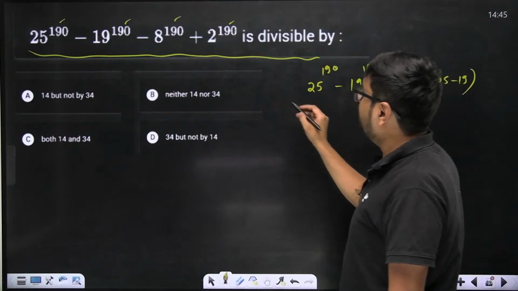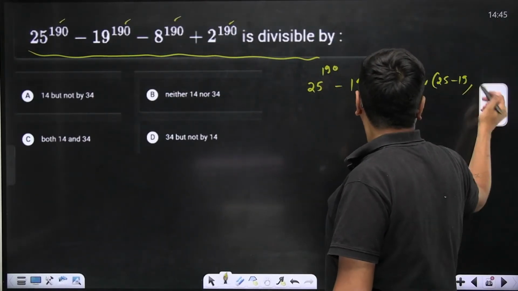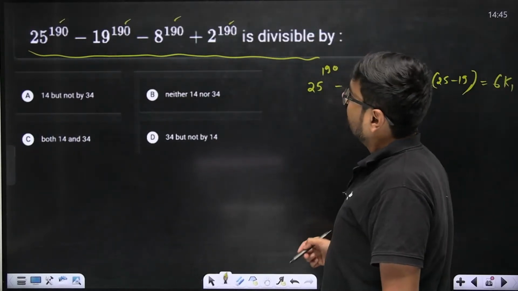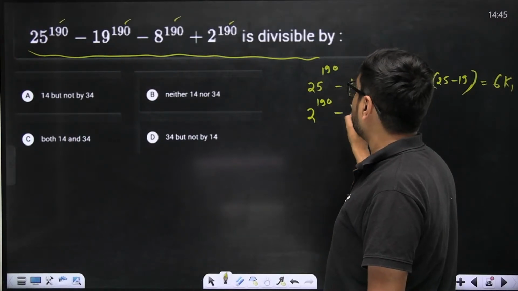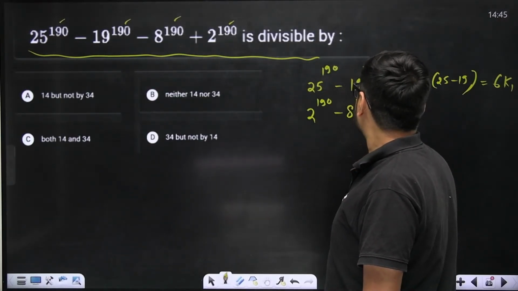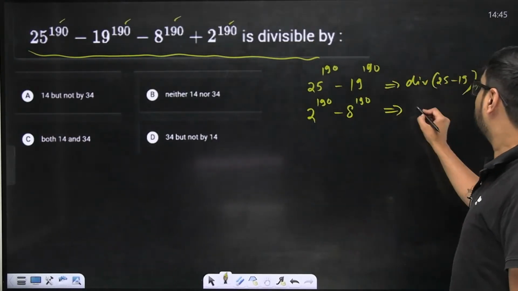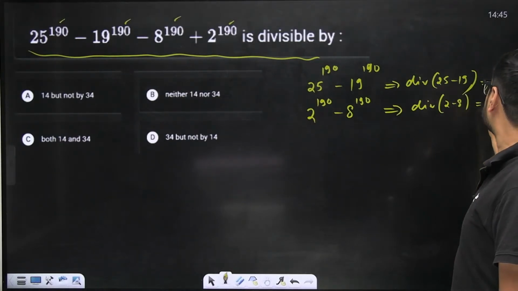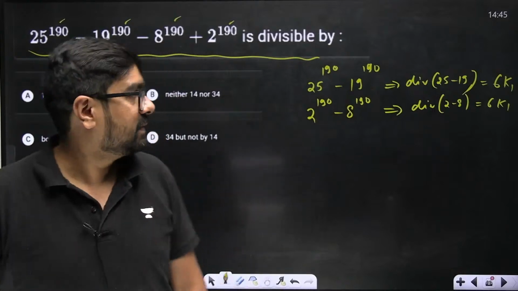Right? Similarly, 25 minus 19, that means 6. Some 6k1 it will be. Right? And if we look at 2 to the power 190 minus 8 to the power 190, this is also divisible by 2 minus 8, that means 6k. This is also divisible by 6. So this entire expression is divisible by 6.